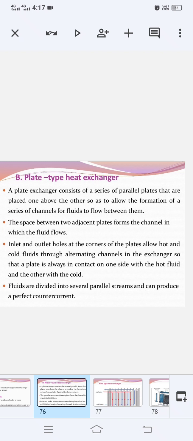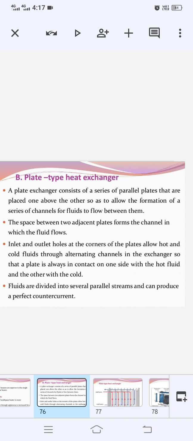As the name suggests, what do we mean by a plate type heat exchanger? A series of parallel plates are placed one above the other so as to allow the formation of a series of channels for the fluids to flow between them. The space between two adjacent plates forms the channel in which the fluid flows.